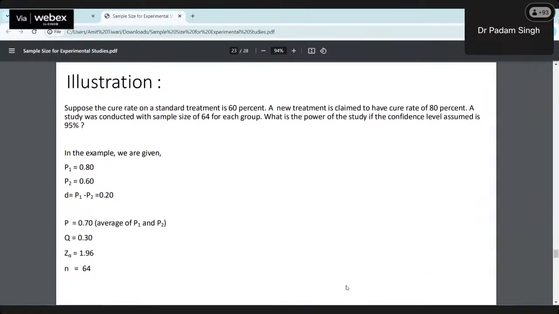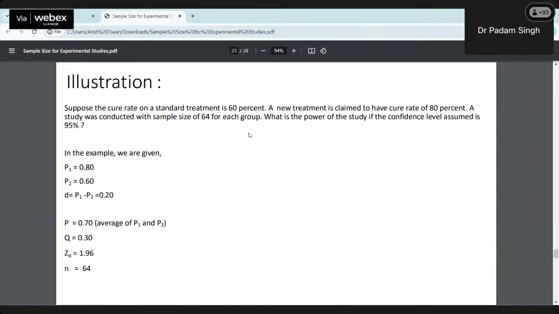Okay. जो सबसे पहले मैंने एग्जाम्पल लिया था 60% versus 80%, where the sample size estimated was 82. And suppose in that example, as against 84, or whatever was the number, 82, we end up with sample size of 64. We were able to do only 64 in each group.